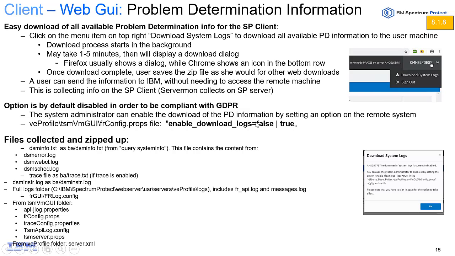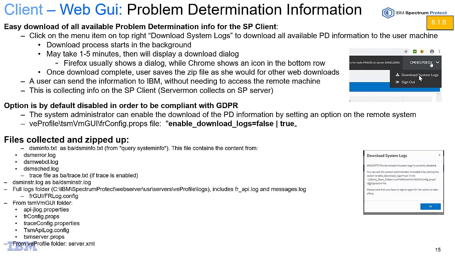Once that's set to true, the end user can click on the upper right-hand corner and do the download system logs. The download will start the process in the background, and it'll take anywhere from 1 to 5 minutes. It'll pop up a dialog box if you're using Firefox, whereas Chrome will simply show an icon in the bottom row that it's doing the download. Once the download's complete, you'll save it as a zip file, and then you can send the zip file off to IBM support or whomever needs to look at those logs.